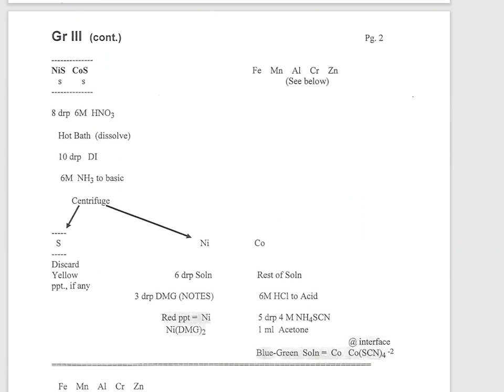Right, now, I have the solid that was from the centrifuge step. I'm going to add nitric acid, put it in a hot bath. It will dissolve. Add water. Add ammonium hydroxide until it goes basic, and then I centrifuge it down. When I centrifuge it, if I see any yellow precipitate, this is sulfur, get rid of it. After the centrifuge step, I'm going to separate the nickel and the cobalt. So 6 drops of solution will go into a test tube.